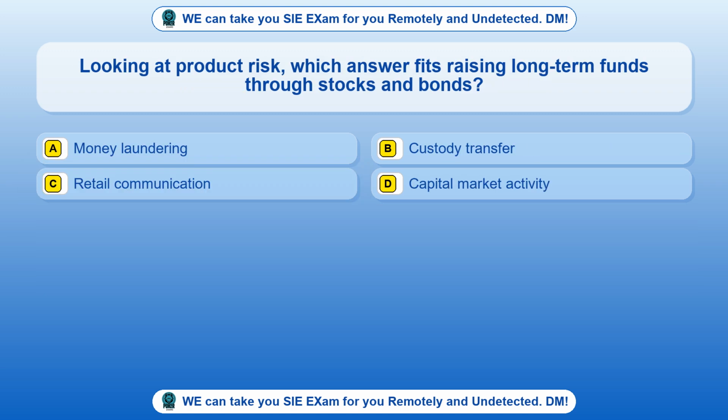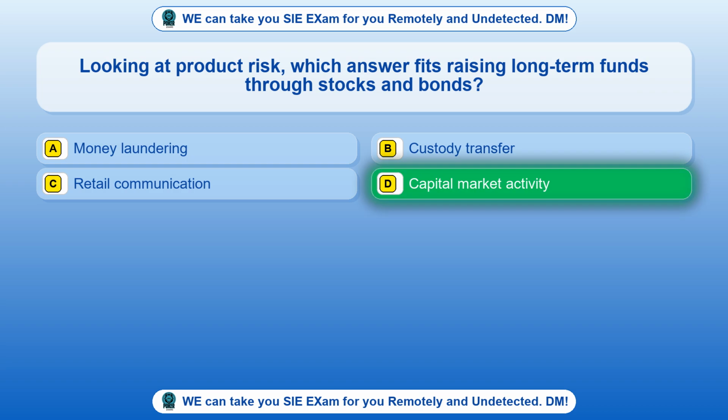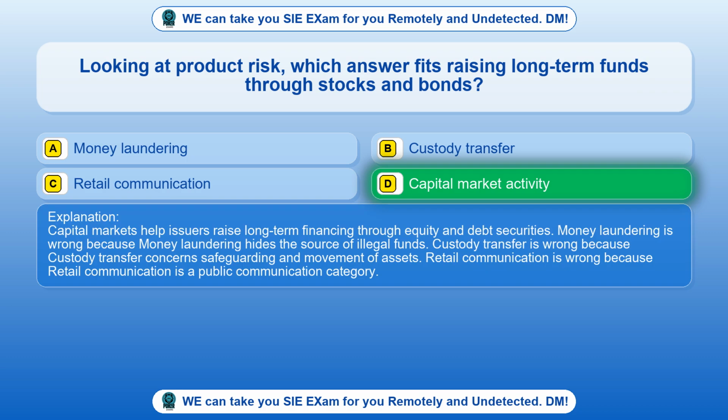Question 36. Looking at product risk, which answer fits raising long-term funds through stocks and bonds? Option A, money laundering. Option B, custody transfer. Option C, retail communication. Option D, capital market activity. The correct answer is option D, capital market activity. Capital markets help issuers raise long-term financing through equity and debt securities.